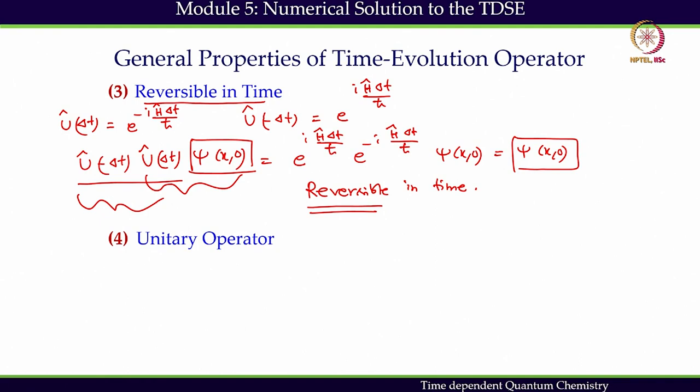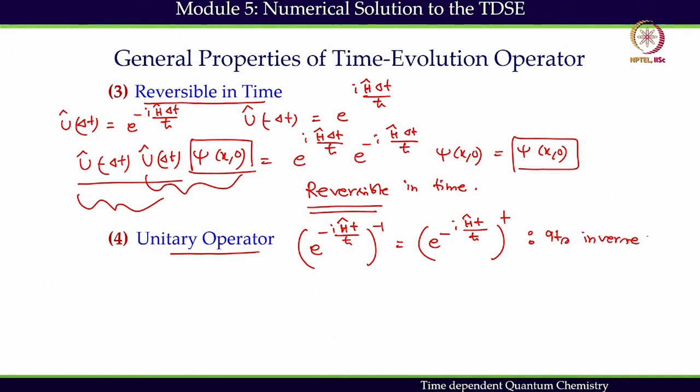The time evolution operator is a unitary operator, which means that I will be able to write down this equality. I will prove it, but before I prove that, I can write it: the inverse is going to be equal to its adjoint. That is the definition of a unitary operator, which we have seen in module 4, in the previous module. So, what it means is that its inverse is equal to its adjoint.